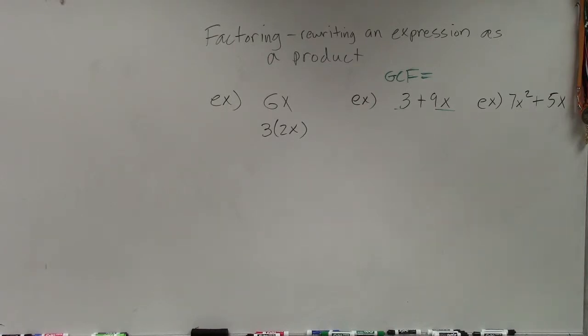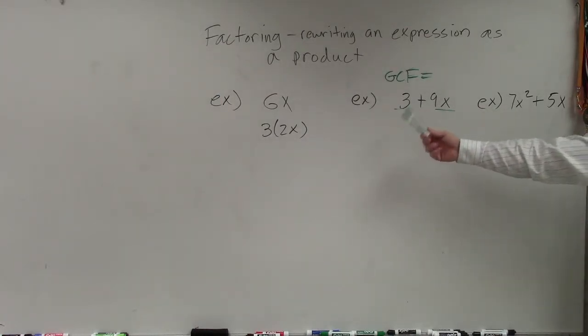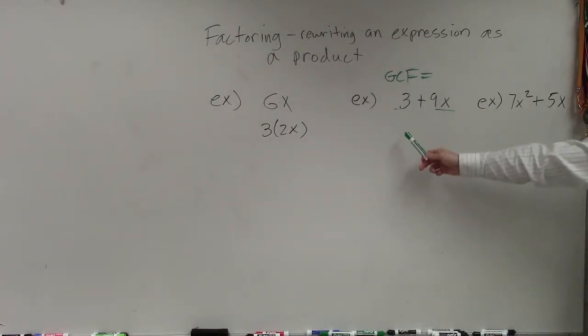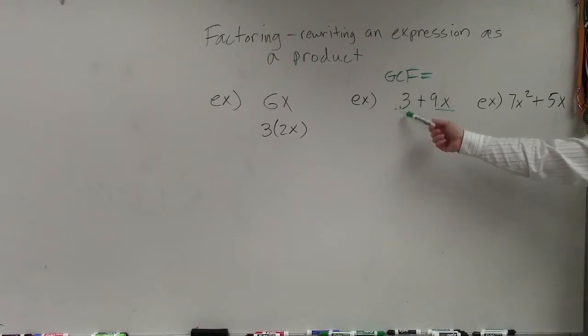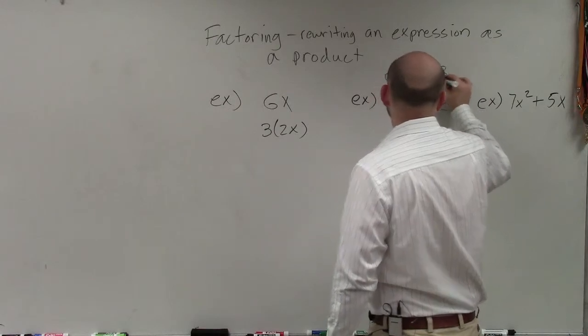And basically, if you guys want a tip, look at what the smallest number is, the factors of that. That's obviously going to be the largest of the two, right? Because you can't have any number larger than 3 that's going to divide into 3. So your GCF is going to be 3.